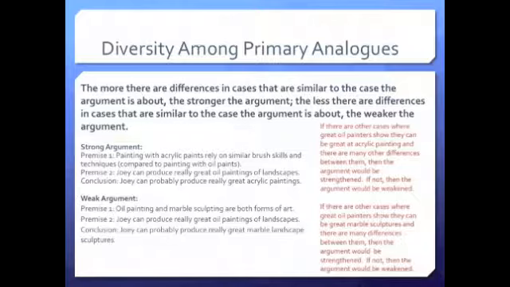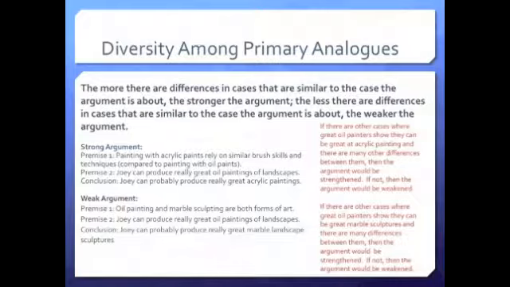The fact that there are various differences among the various primary analogs strengthens the argument because these differences help narrow down the cause of one being able to produce great oil paintings of landscapes as well as produce really great acrylic paintings to the similarity that both oil painting and acrylic painting rely on similar brush skills and techniques. So, having various differences amongst primary analogs is very important in establishing the strength of an analogical argument.